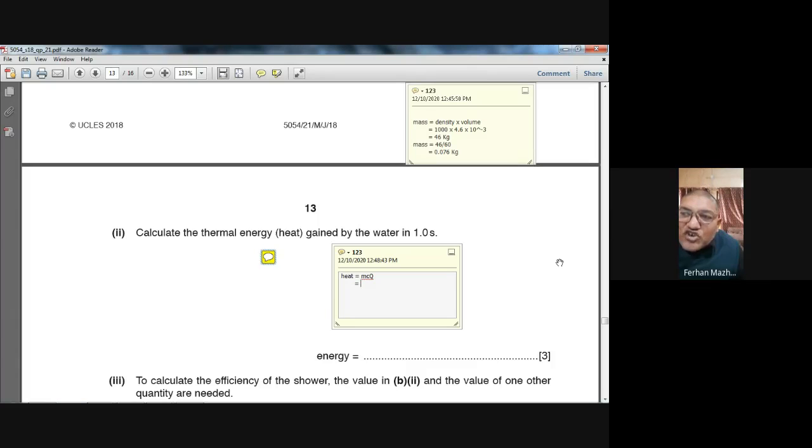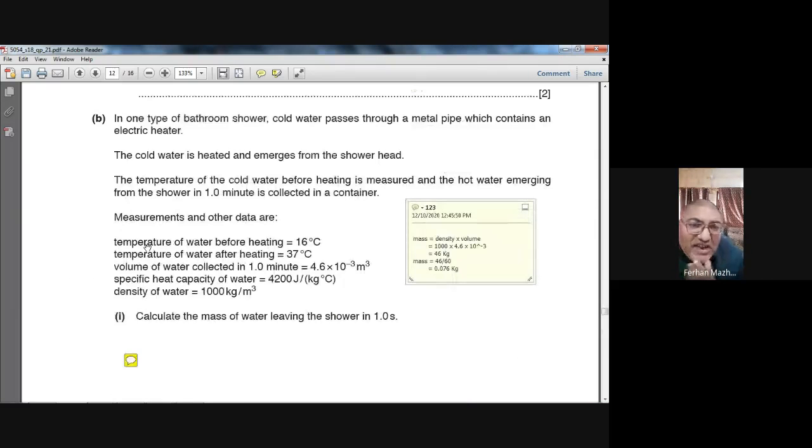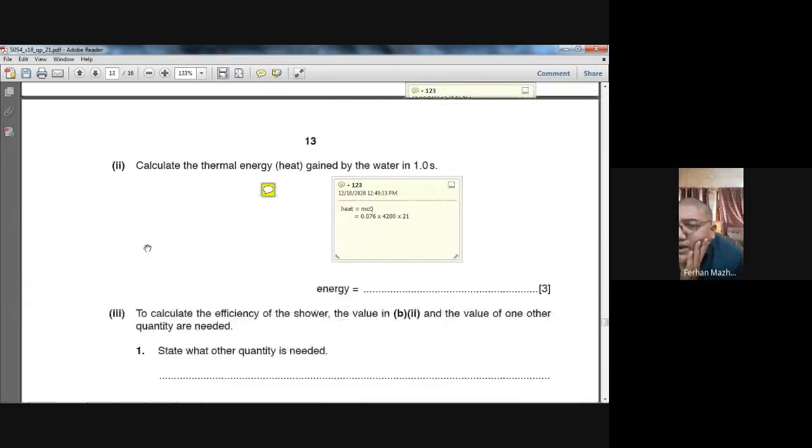Q = mcΔθ. The mass is 0.076, the value of C, the specific heat capacity, is 4200, and the change in the temperature, from 16 it changed to how much? 37. So it's 21, I think. The change in the temperature is 21. From 16 it's converted into 37 degrees, so the change is 21 degrees. You have your calculator with you. Please do the calculation. Can we get the answer?